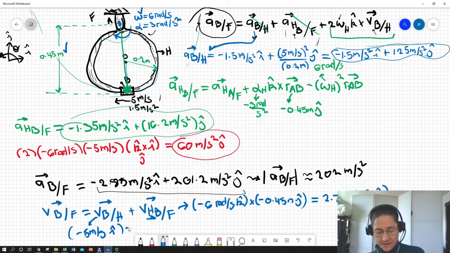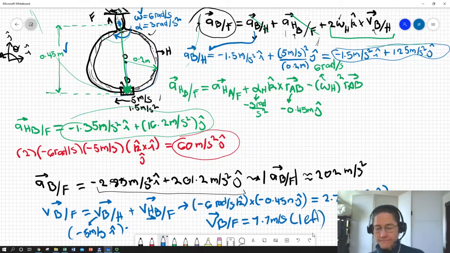Add that to this, and we get the velocity of point B with respect to the ceiling, due to its motion relative to the hoop and the hoop's motion relative to the ceiling, which is 7.7 meters per second in the negative I hat direction. We'll call it kind of left. So that is the end of this mini lecture.